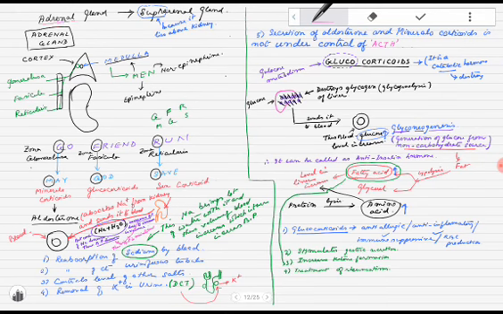So now we'll study the adrenal gland. It is also known as the suprarenal gland, and supra means it lies above the kidney, and so it is called suprarenal gland. So this is the kidney, and this is the cortex.